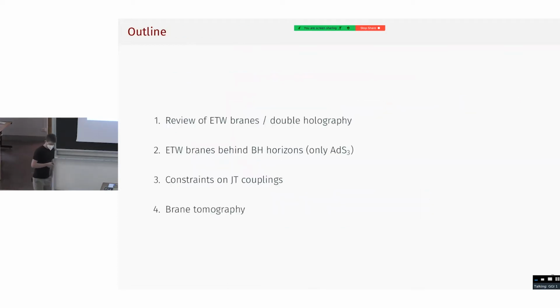Okay, so a little plan. We're done with one, so giving a little review of end-of-the-world branes and double holography.